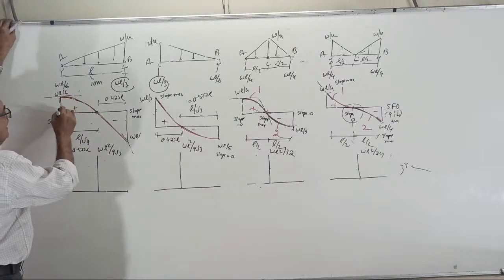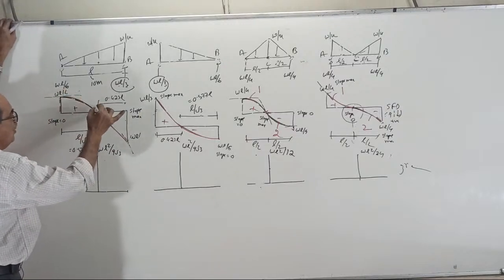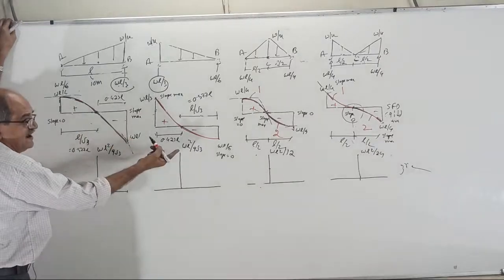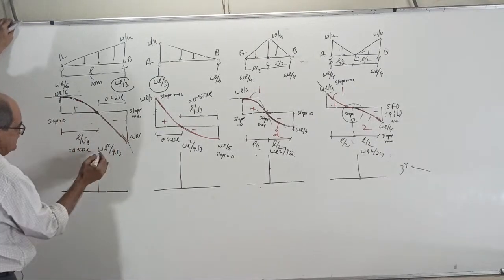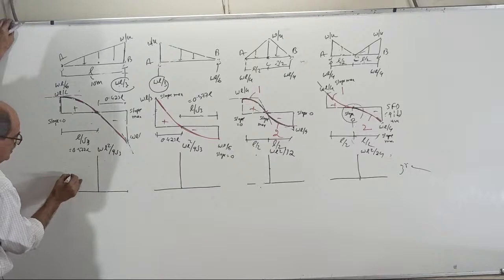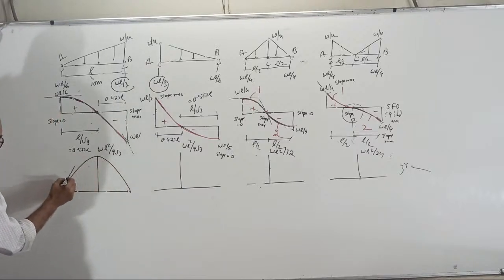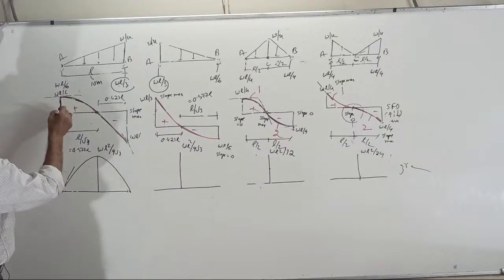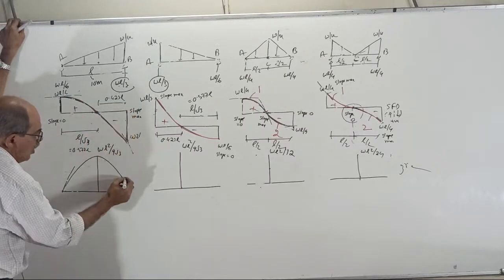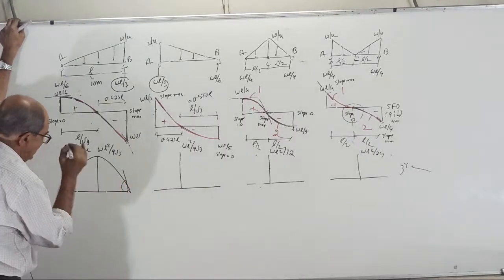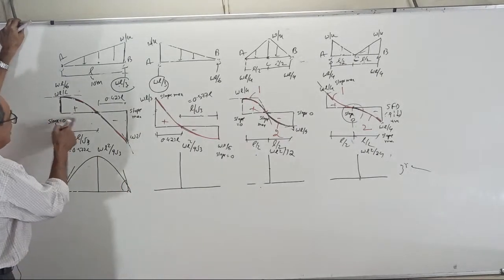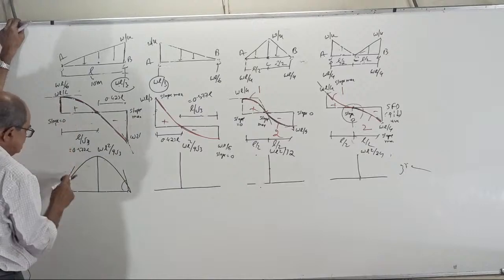Maximum SF here reduces to 0 and again increases. Other side, one side plus, one side minus. See, curve. This way it will come. Remember now, here the slope is WL by 6. Here the slope is more. See here, WL by 3. Lesser slope here, but maximum this side. WL by 6 slope here.